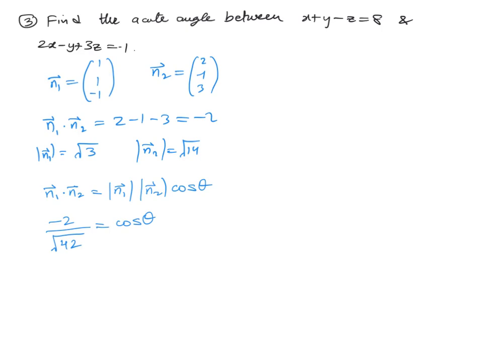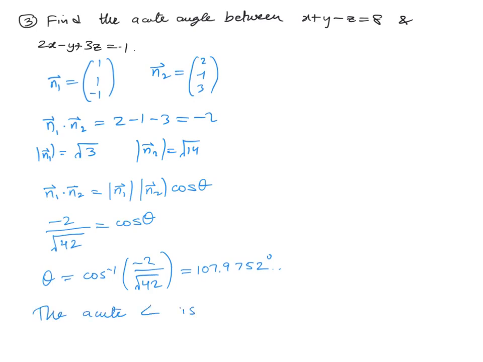So theta equals cosine inverse of negative 2 over root 42, with the extra decimal places, is 107.9752, etc. I don't really need that many. And so the acute angle is 180 minus that, so it's going to be 72.0 degrees when I put it in 3 sig figs.